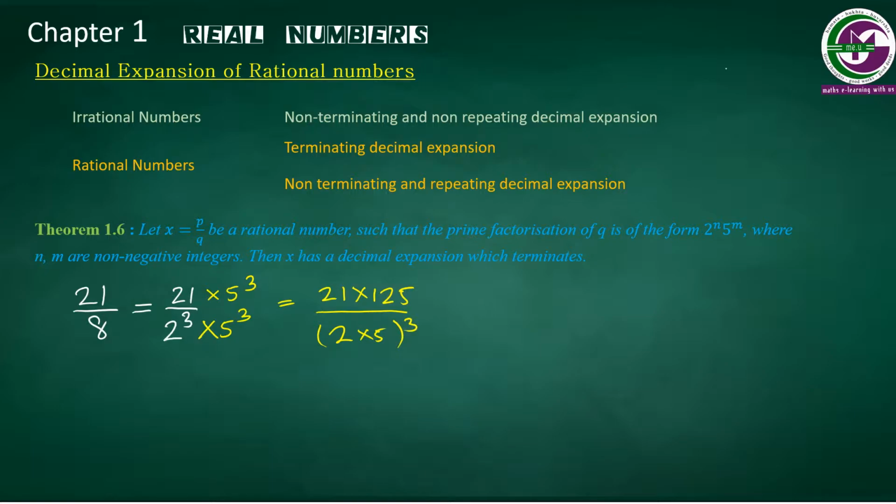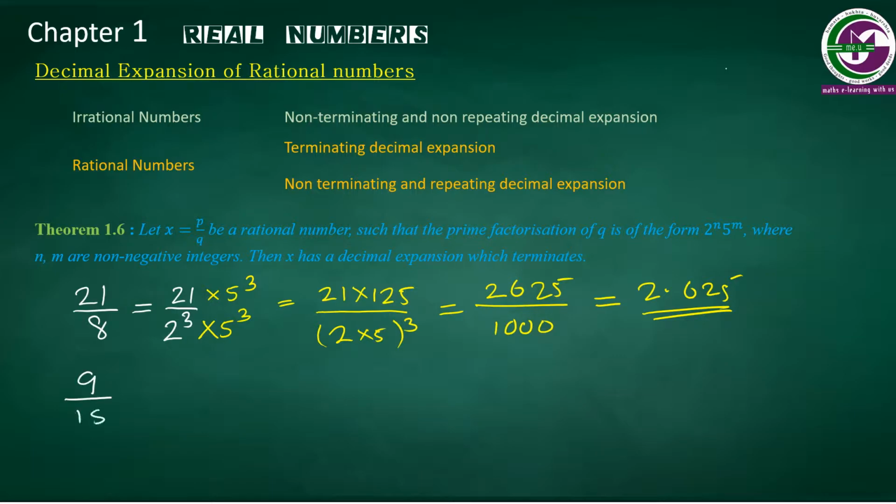We know the property of exponents: a raised to m times b raised to m is equal to a times b the whole raised to m. So 21 times 125 is 2625 upon 2 times 5, which is 10, raised to 3, which is 1000. Now it is easy. We can write it as 2.625. Okay, simple, right?